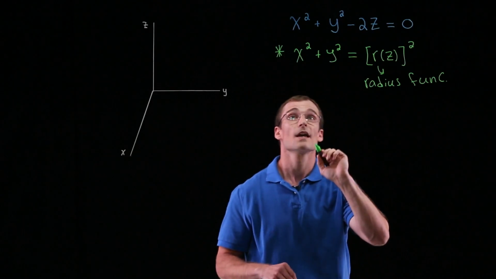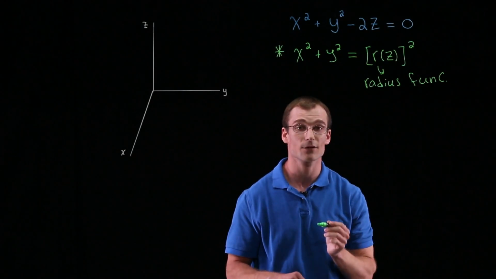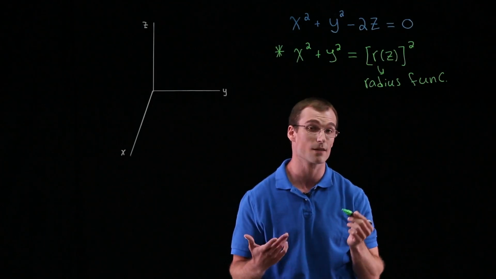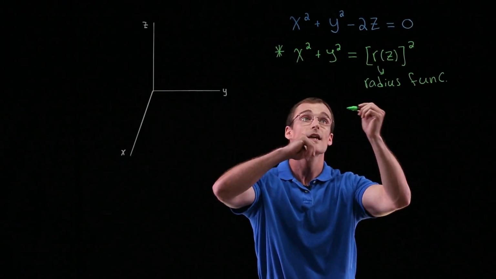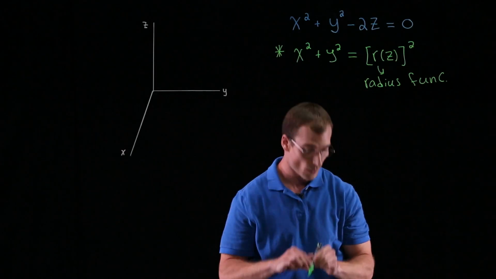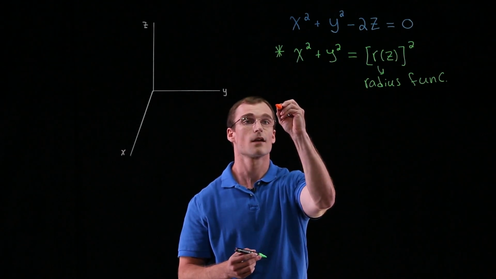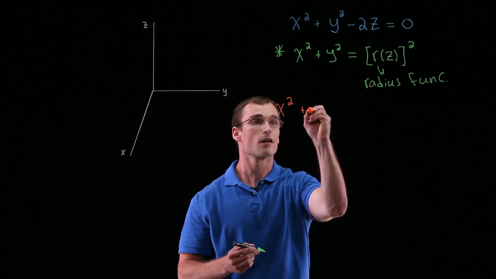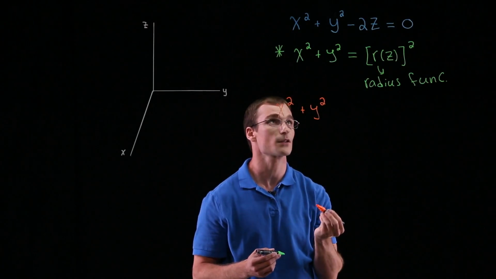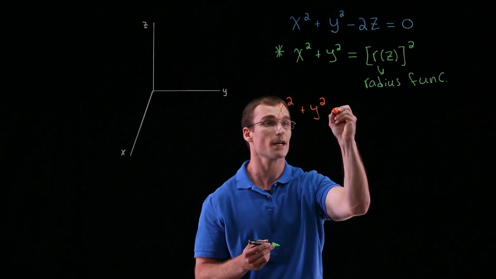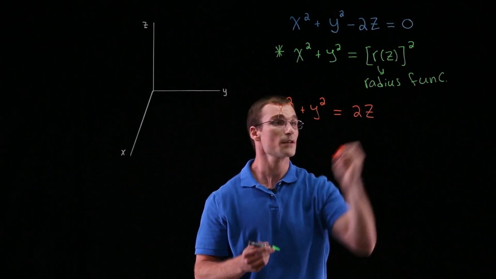Now, also looking at this, if we have x squared plus y squared equals r of z squared, and this is a function of z, that tells us our axis of revolution is going to be the z-axis. So how can we use this? Essentially, we take the equation that we're given and rewrite it in this form. We have our x squared plus y squared, and we want a function of z squared on the other side, so we'll start by adding 2z to both sides.